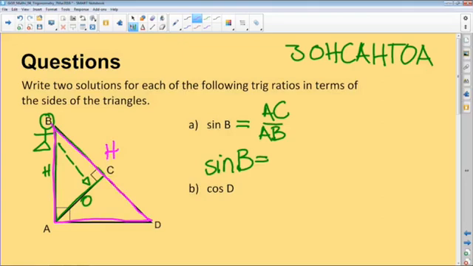Sine is opposite over hypotenuse, so little Helen looks across the triangle and sees her opposite line at the bottom, which means that sine B in this case is AD over BD.